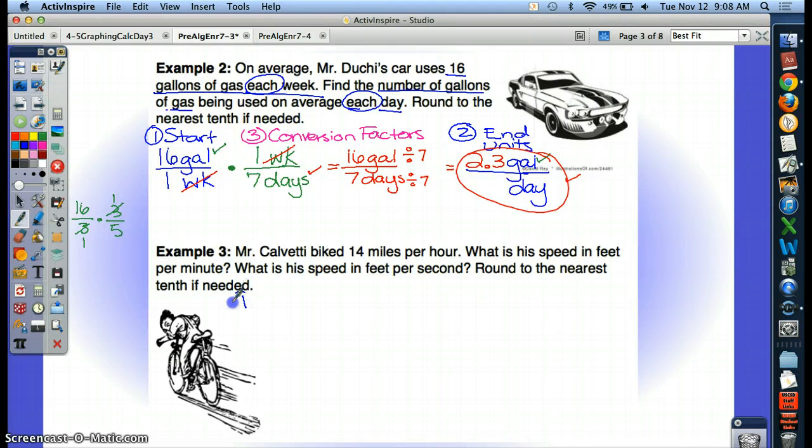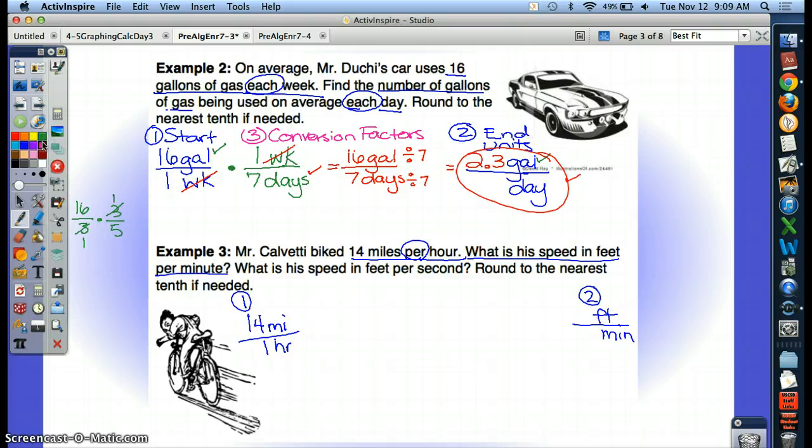Again, what do we want to start with? What do we want to end with? You have 2 questions here, so let's just take the first one. What is his speed in feet per minute? So that's what I want to end with. And what I'm starting with is Mr. Calvetti biked 14 miles, there's that word per hour. So we have 14 miles per hour or per 1 hour, and we want to get to feet per minute.